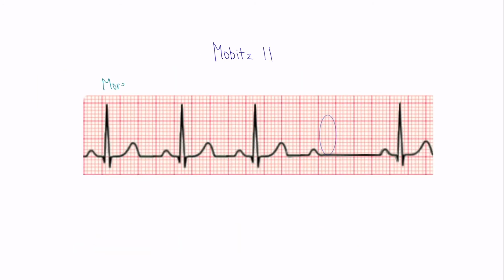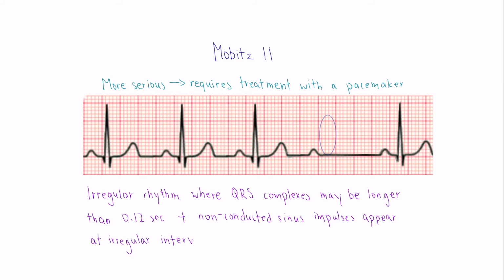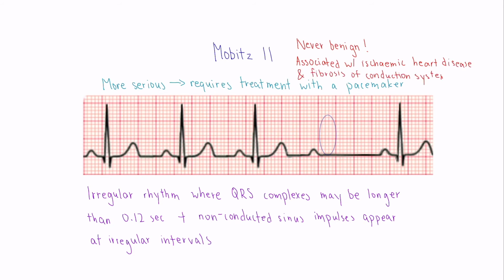Mobitz 2 is more serious and requires treatment with a pacemaker. It is characterized by an irregular rhythm where QRS complexes may be longer than 0.12 seconds, and non-conducted sinus impulses appear at irregular intervals. This condition is never benign and is associated with ischemic heart disease and fibrosis of the conduction system.